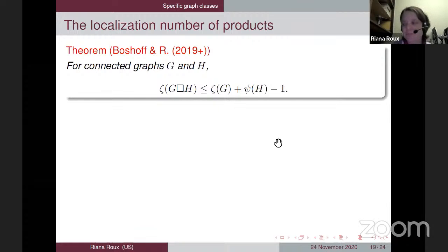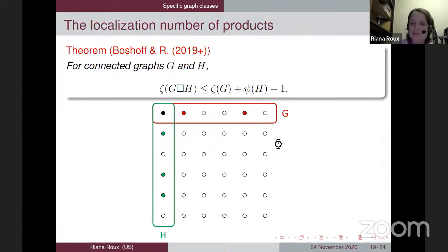And how we do that is we choose a probe as follows. In the graph G, where we have the localization number, you are going to probe your first probe of the known strategy for graph G. And then in the copy of H, you are going to probe a doubly resolving set. And you're going to make sure that where they overlap, there is a vertex, because we can just probe any copy of H. So we make sure that there's one vertex that overlaps, and that's where the minus 1 comes from.